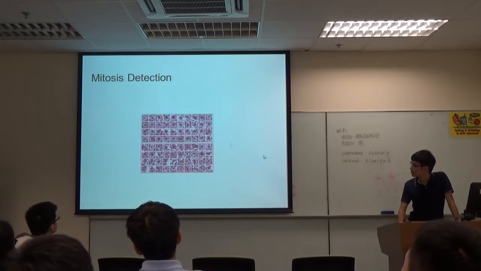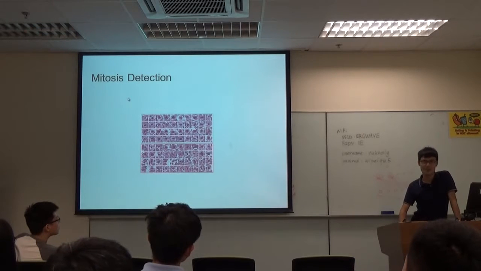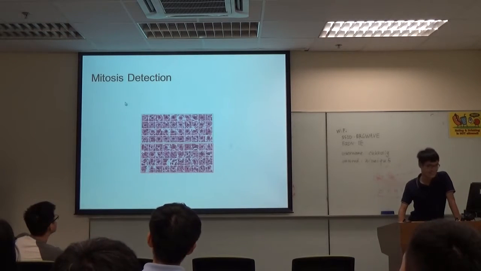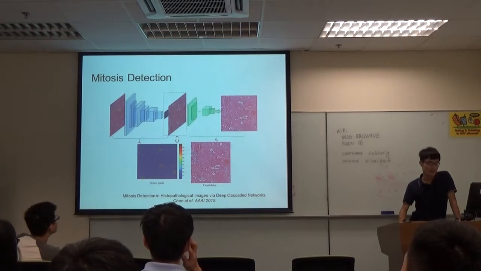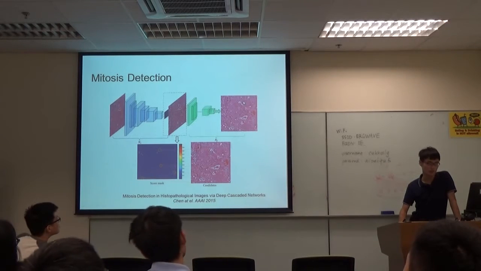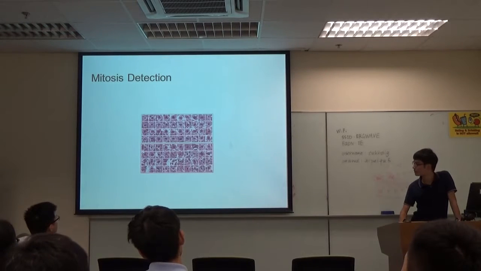Another is mitosis. Mitosis in Chinese is 有丝分裂. So the task is, given this image, you want to locate the regions of mitosis. And this is a true case of mitosis. This is a false case of mitosis.